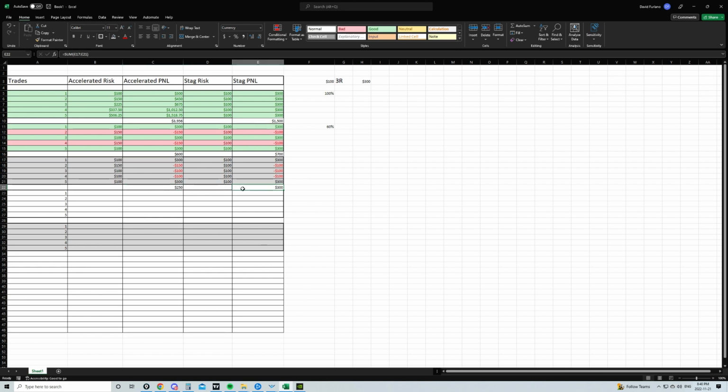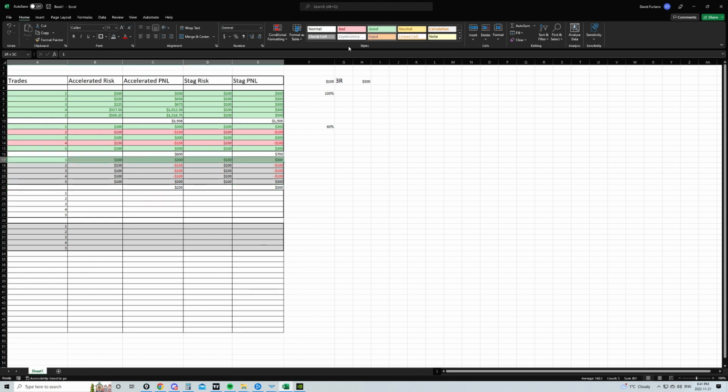Again, this is not much of a difference, given that we gave ourselves the opportunity on the accelerated risk approach to make 50% more than the whole day on this single trade. On this one single trade, we gave ourselves an opportunity to make $450, which would have been 50% greater than the whole stagnant day.